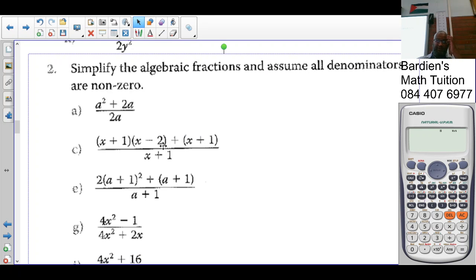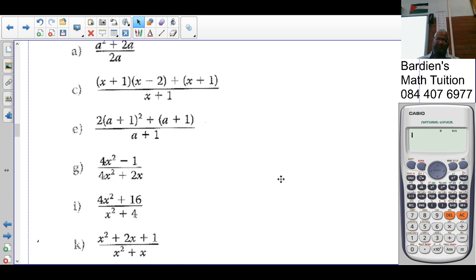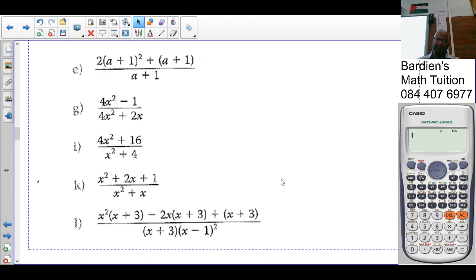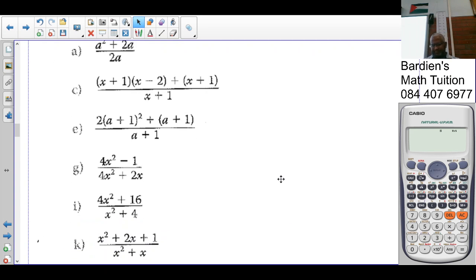Simplify algebraic fractions and assume all denominators are non-zero. They will always say that, or they will put the restriction next to the sum. That's what we call the restriction, the value for which the denominator can never be equal to 0. Okay. Guys may pack up. The bell's going to ring soon.